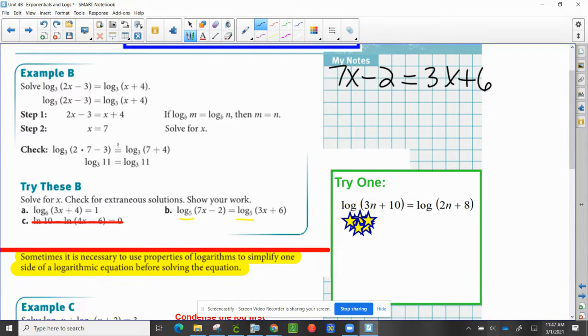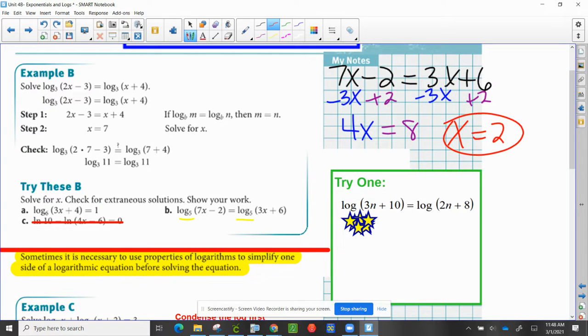Okay, and then we just solve this equation like normal. So I'm going to move my x's to the left side. That becomes 4x. Move my constants to the other. I'm going to add the 2 over, so that's 8. So it looks like we get our final answer of x is 2. Okay. So again, if you have a log equal to a log, you just drop the logs and equal what's left over. So I'm going to have you guys try one of these.